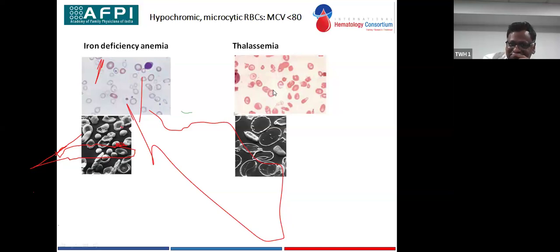In thalassemia, there is a genetic problem. Every single RBC made in this patient's marrow is going to be small, equally small. You see, most of the cells have the same size. But if you look at iron deficiency, some cells are very small, some cells are big. You know why? Because iron deficiency happens slowly. Iron deficiency happens over years.